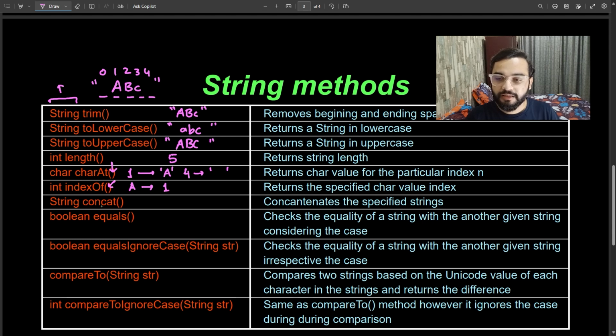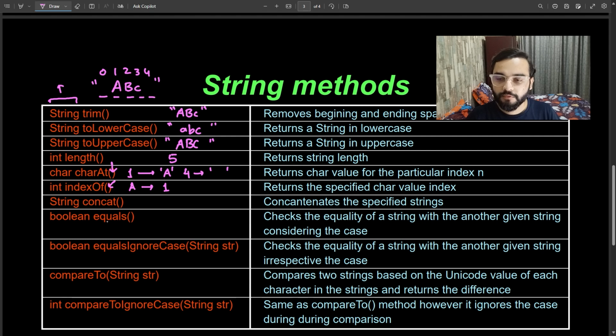String concat. This is used to join two strings. You know that we use the plus operator to concatenate two strings, so that is the same case for the concat function. It will simply join two or more strings that we give as arguments inside this method.